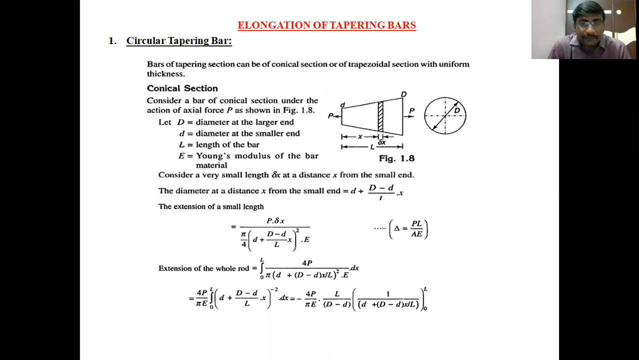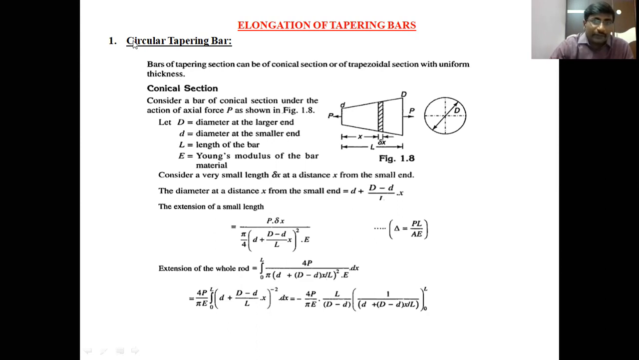Third limitation for that formula is the load must be within the elastic limit. Here, elongation of tapering bar means the cross-sectional area is not uniform. The cross-sectional area gradually changes from one end to the other end of the bar. So how to apply that formula to our tapering bar? By taking a small strip.